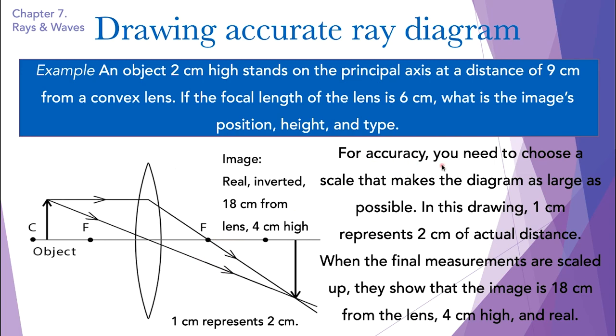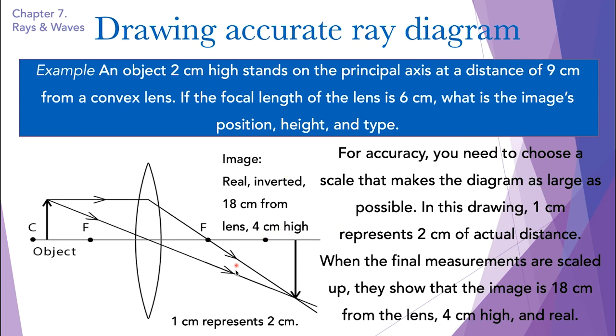Now for accuracy, you need to choose a scale that makes the ray diagram as large as possible. So when you're making a ray diagram, you might want to have 4 centimeters representing 2 centimeters so that the ray diagram is big in size. So when you make big ray diagrams, it is going to be accurate. So basically what we do is we double these values here. 9 is going to be 18 and the double of 2 is going to be 4. So we make the object 4 centimeters from the principal axis and 18 centimeters from the convex lens. So the answers we're going to get are going to be different but more accurate.